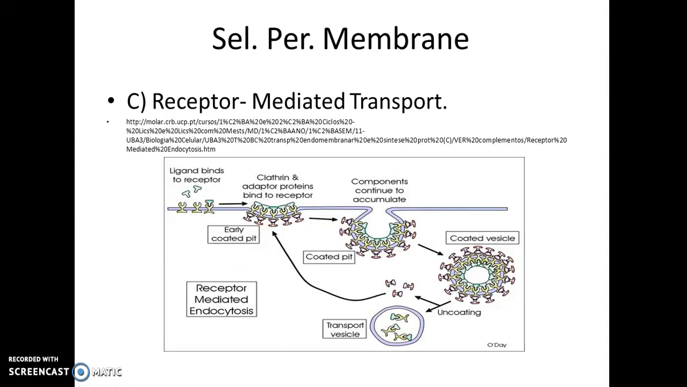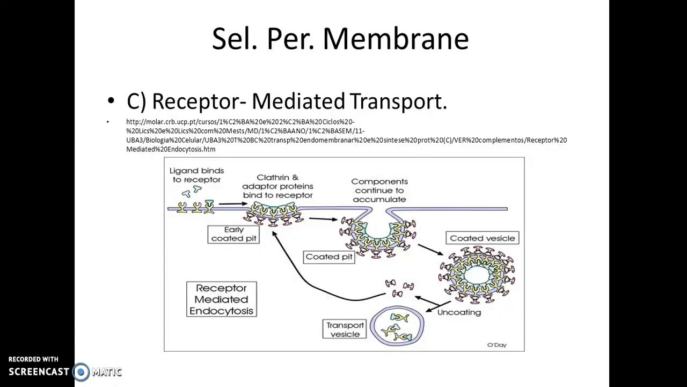Receptor-mediated transport: there are cell receptors here, and they bind to molecules, which are called ligands. When that happens, the cell membrane starts to pinch in and forms a vesicle there. That is receptor-mediated transport. We have receptors which form a vesicle, and that also requires energy. And that is it for the cell membrane.